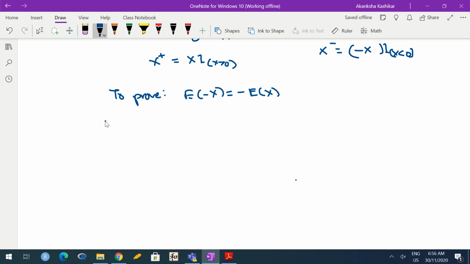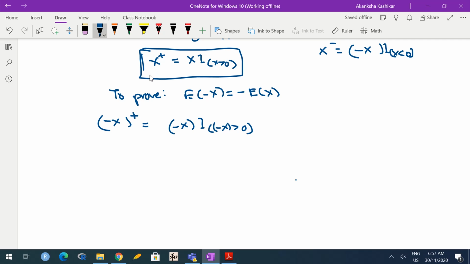For that I need the positive part of minus x and the negative part. So the positive part of minus x by definition would be minus x into the indicator of minus x greater than 0. What I am doing is, in this definition I am just putting minus x instead of x. Now minus x is greater than 0 means x is less than 0. So it becomes minus x into the indicator of x less than 0, and what is this? It is nothing but the negative part of the original x.